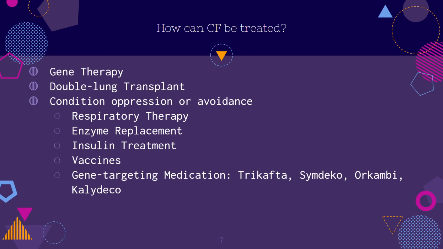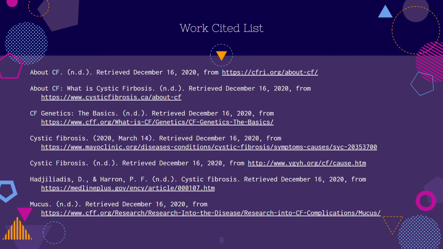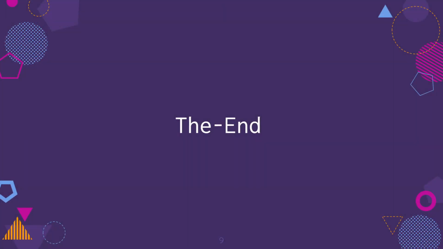Recently, there have also been some new medications approved by the FDA that help to improve the function of the faulty CFTR protein. These medications can significantly reduce the severity of CF symptoms, but do come with major side effects like liver abnormalities and cataracts. We're excited, and that's it.